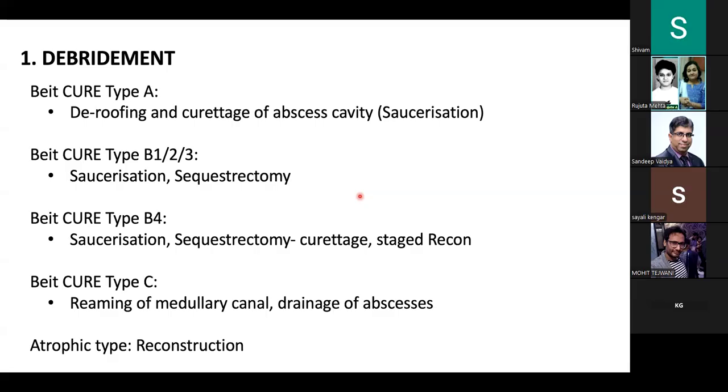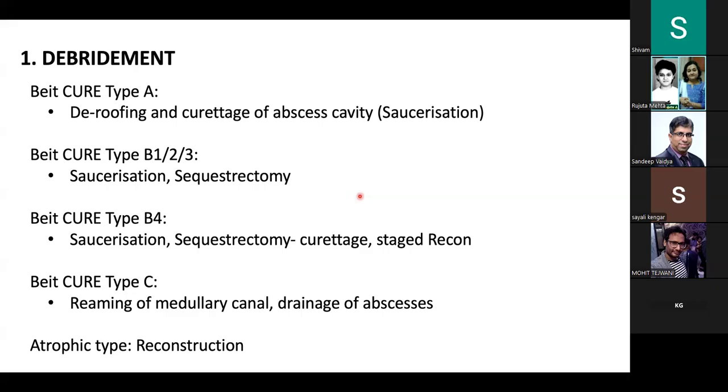with structural involucrum. In these cases, you have to do saucerization and sequestrectomy. So you have to de-roof the cavity and also you have to remove the sequestrum. Type B4, you have to do saucerization, sequestrectomy, but additionally, you will need to do a staged reconstruction as well. We will come to the techniques of reconstruction in a short while. And finally, in type C, it is extremely important that you have to ream the entire medullary canal and drain whatever intramedullary abscess might be, that you have to do it.